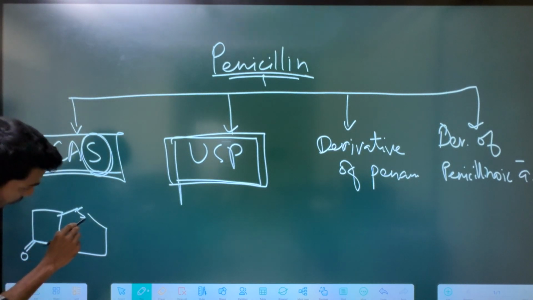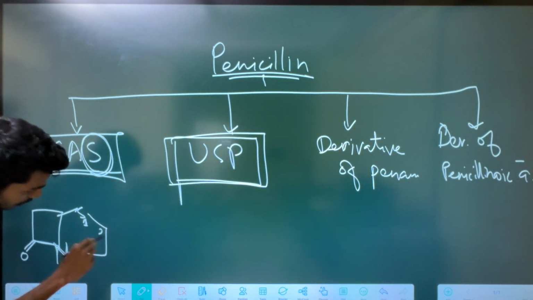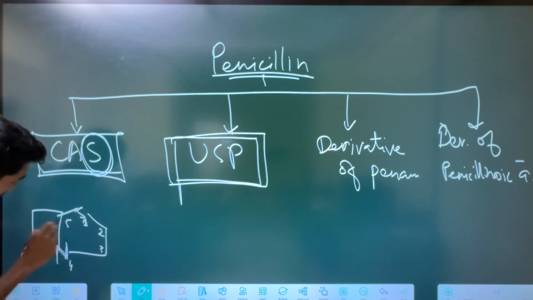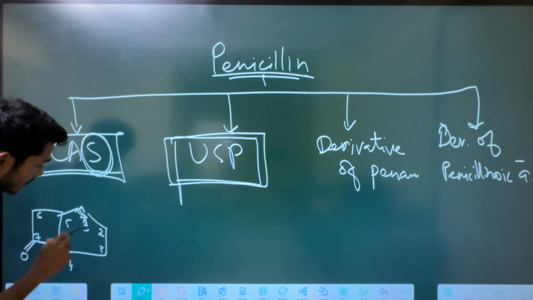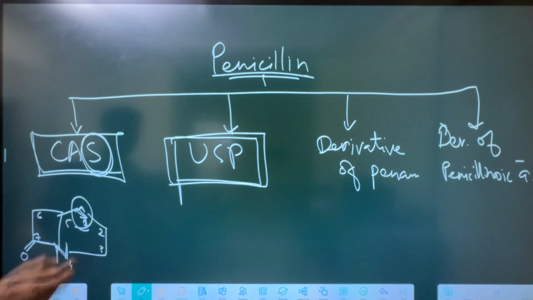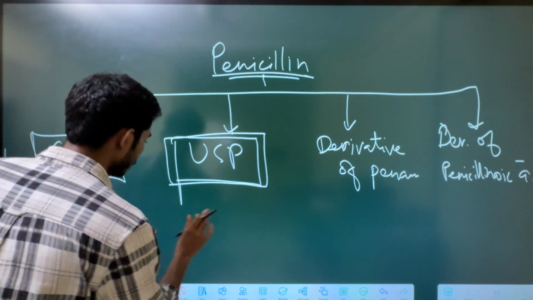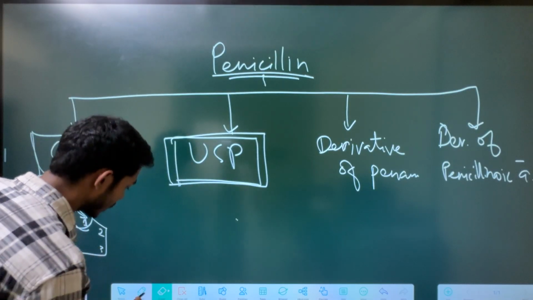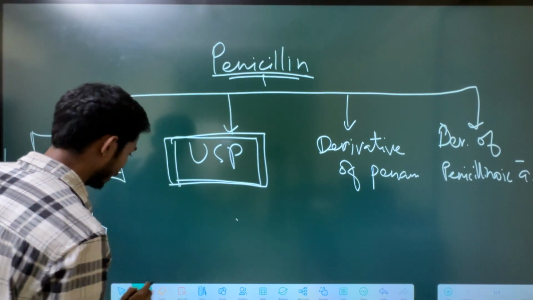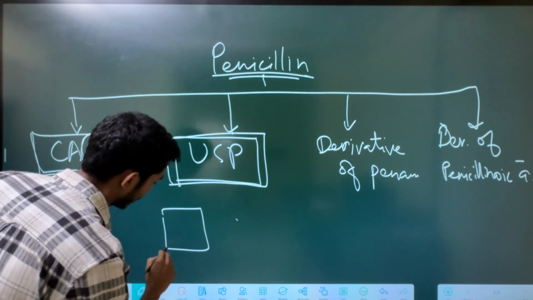So you will start naming from this one. S 1, 2, 3, 4, 5, 6, 7. So the first priority is given to S. What is that S? Sulfur. In the USP system, you will give that priority in the last. Okay. So numbering will start from N, like that.